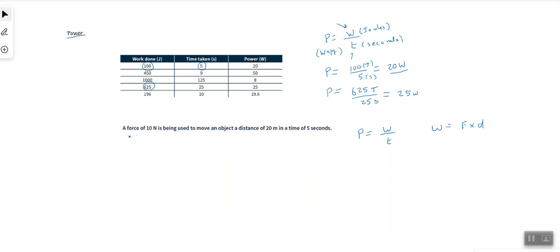It doesn't tell us what the work is, but it tells us the force. So a force of 10 newtons is being used to move an object 20 meters, and that's done in 5 seconds. So the first thing we need to do is use these first two quantities to work out the amount of work that's done. That's just the force multiplied by distance. In the question, we applied a force of 10 newtons over a distance of 20 meters. So the work done is equal to 10 multiplied by 20, which is equal to 200 joules of work.